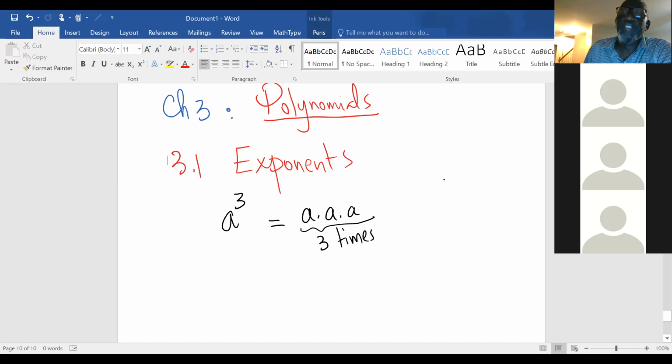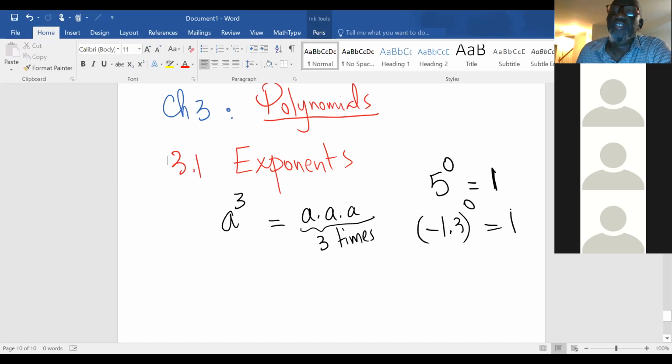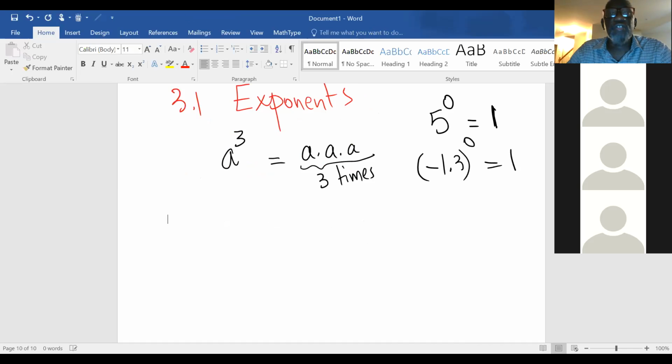Except for 0. If you say 5 to the 0 power, how much is it? By convention, this is conventional stuff, this is 1. Any number raised to the 0 power is 1, except maybe 0 itself, right? But any other number raised to 0 is 1, not 0. If it's negative 1.3 raised to the 0 power, it is still going to be 1, right? Okay. And you guys remember what the rules are, for instance, if you multiply exponents, what you have to do, etc.